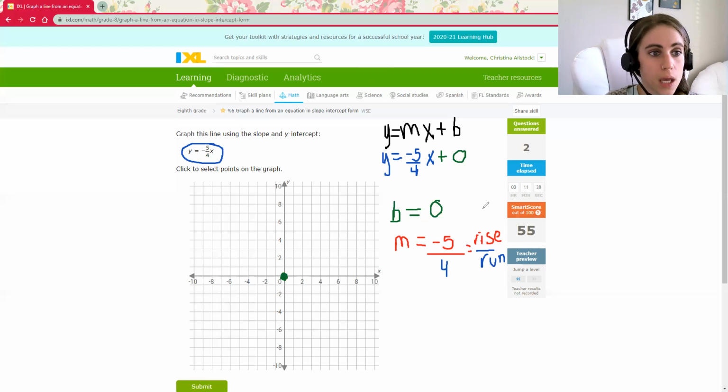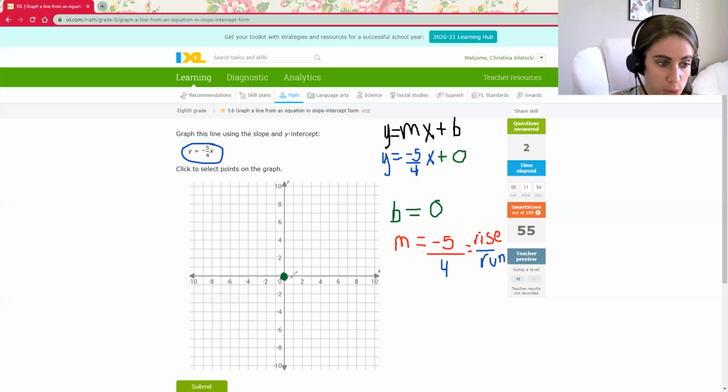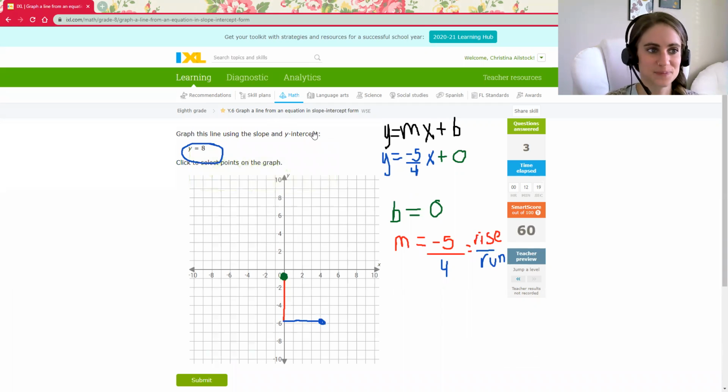Okay. Now, this time our rise is a -5, which means we're not really rising because we're technically going down because it's negative. So that negative tells me that you need to go down. So from our green point, we're going to go down 1, 2, 3, 4, 5 spaces, and then run 4, and the 4 is positive, so we're going to move to the right. 1, 2, 3, 4, and then right there is going to be your ordered pair. All right, let's see if we're correct. Y-intercept, slope, and it's perfect.